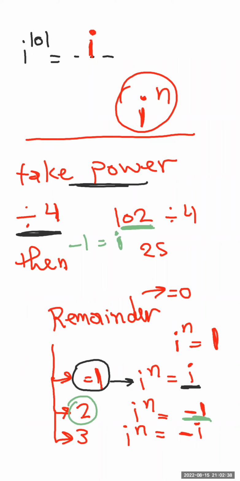I'm going to explain it one more time. Okay? Again, concentrate well. If there's an imaginary number like i to the power n, and I want to get the value of this number, first, divide by 4.